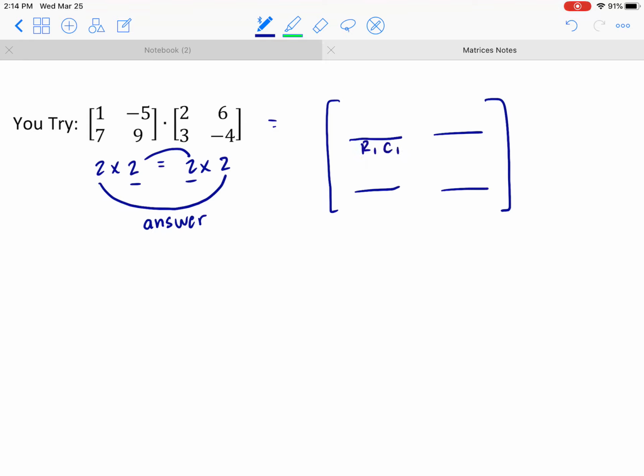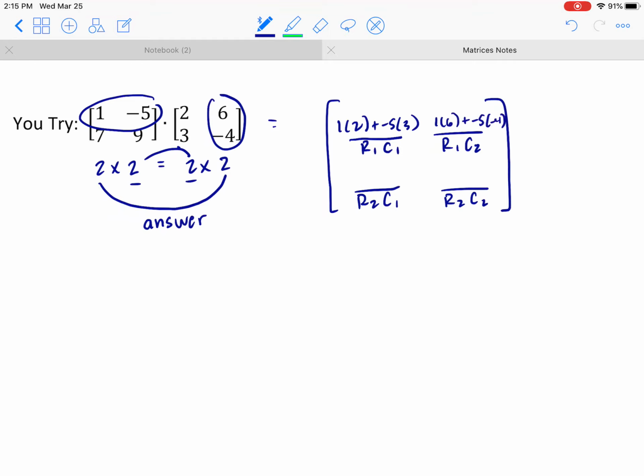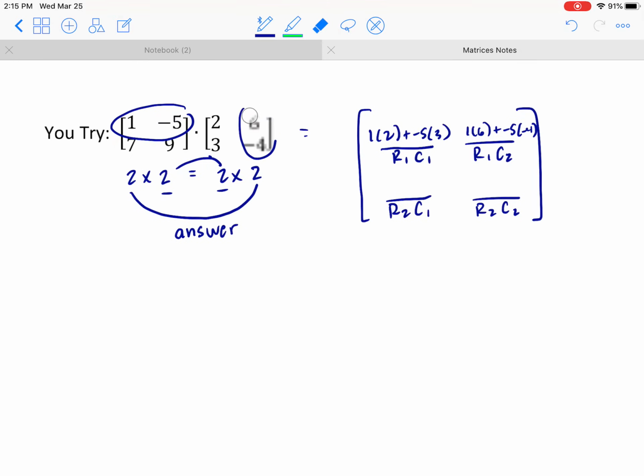So 4 entries. This is row 1, column 1. This is row 1, column 2. This is row 2, column 1. And this is row 2, column 2 of the answer. So for row 1, column 1, it's going to be 1 times 2 plus negative 5 times 3. For row 1, column 2, it is going to be 1 times 6 and negative 5 times negative 4.